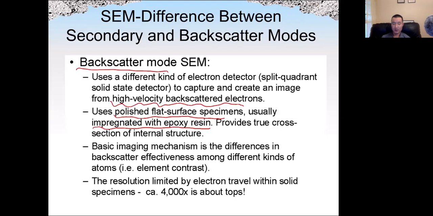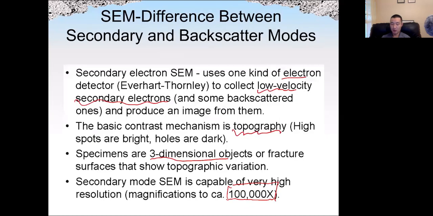Right. So the basic imaging mechanism is the difference in backscatter effectiveness among different kinds of atoms. Okay, we call that element contrast. Okay, so different atomic numbers will have different backscatter effectiveness. So based on that, we could see the contrast between different areas. And the resolution for the backscatter mode is much lower, 4,000 at most, versus 100,000 for the secondary electron mode.